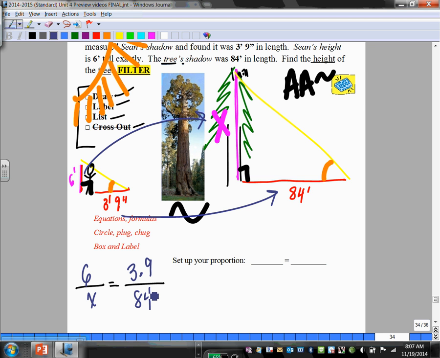I want you to take a moment. There's something right about this, but there's something wrong. I want you to try to figure out what's wrong with this. Circle it and ask yourself, what is wrong with this proportion? Take just a second.